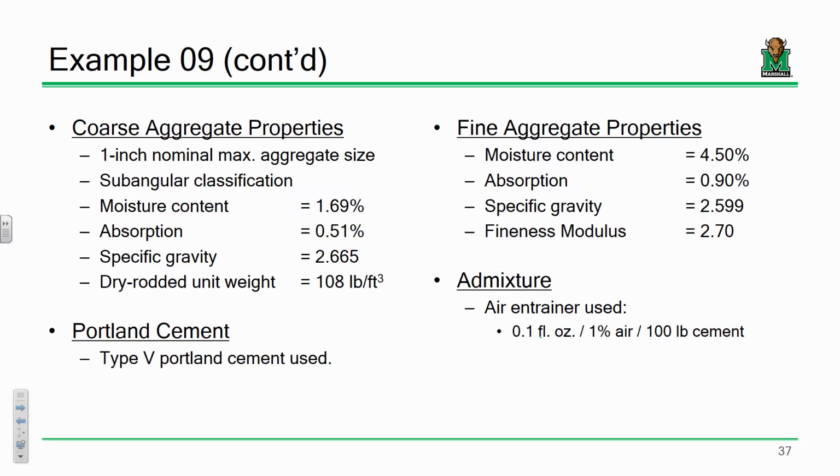Properties. So the coarse aggregate for this mix, we're going to have a 1-inch nominal maximum aggregate size. It's going to be subangular aggregate. Let's look at our data. So our moisture content is 1.69%, and our absorption is 0.51%. So pop quiz, does this aggregate have positive free moisture or negative free moisture?